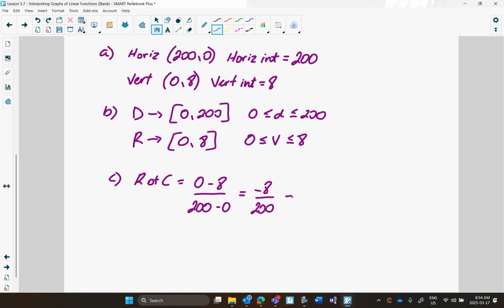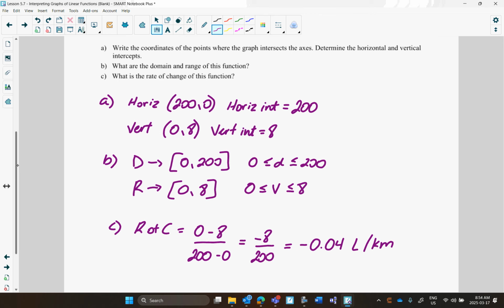Let's convert that to decimal. And I get negative 0.04. What are the units? Come on, help me out here. Liters per kilometer. Good. Yep.